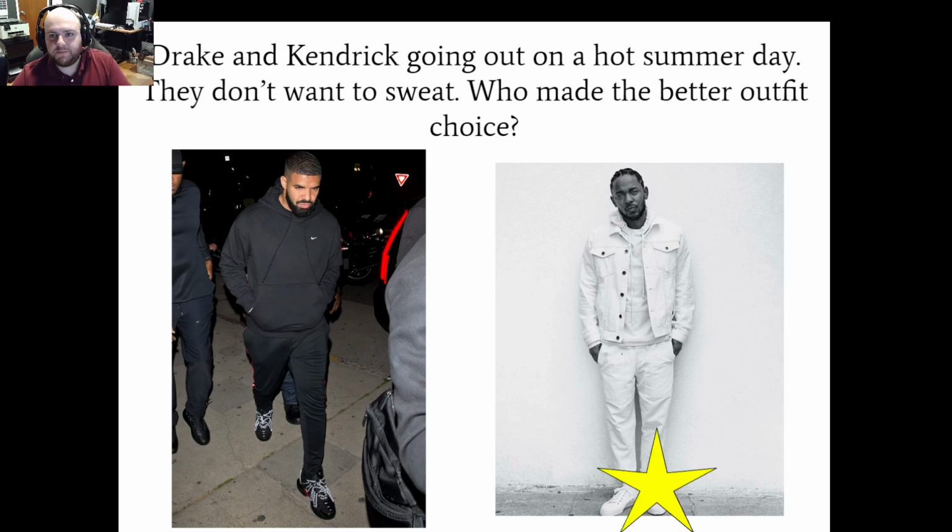Well, that would of course be Kendrick, because as we know, the white clothing is going to reflect the sunlight, which will help him to stay cool, versus Drake, the black clothing is going to absorb the sunlight, heating up and then heating him up as well. So then he'll start to sweat. All right, so better outfit choice is Kendrick here.